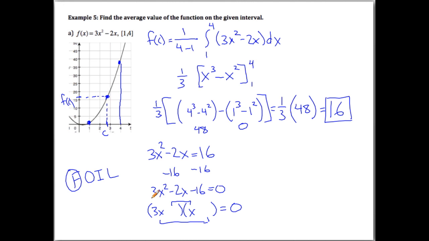So the firsts have to give us the first, the outside and inside have to give us negative 2x, and then the lasts have to give us negative 16. So let's just try something. We could try something like 8 and 2. So let's just do plus 8 minus 2, and then check our outside inside. So this would give us 3 times negative 2 is negative 6 plus 8. That gives me positive 2. Okay, so maybe we want to change the signs there. So let's try negative 8 and positive 2. Now we have 6 minus 8x gives us negative 2x. Okay, so our two solutions here, this one would give me the solution of 8/3, and this would give me the solution of negative 2.